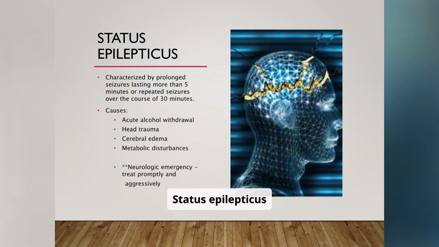Status epilepticus is a neurological emergency, defined as prolonged seizures lasting more than 5 minutes or repeated seizures over the course of 30 minutes. Causes can include acute alcohol withdrawal, head trauma, cerebral edema, and metabolic disturbances. Prompt and aggressive treatment is essential.